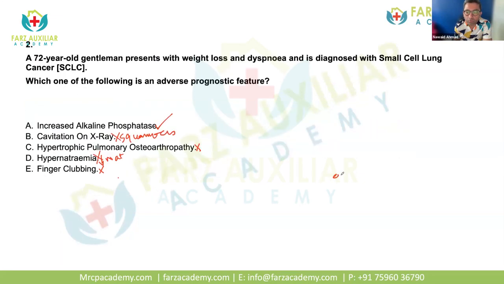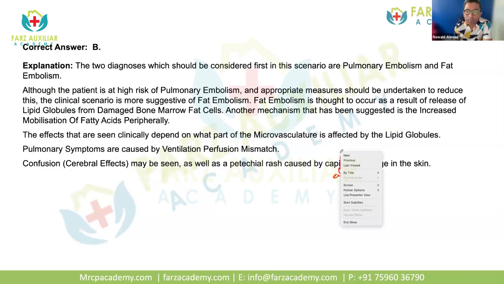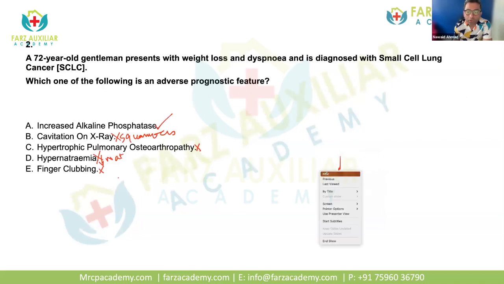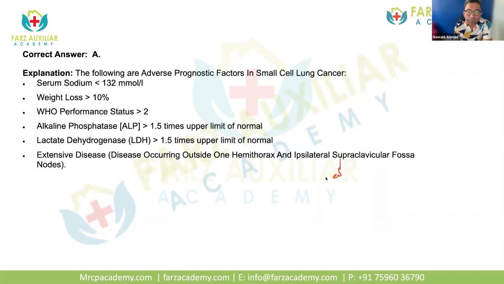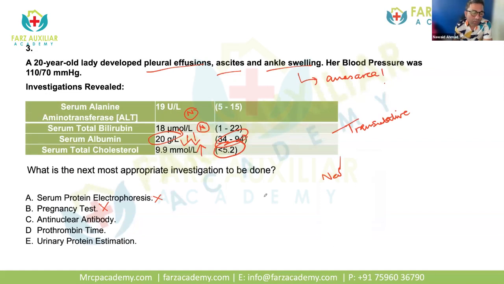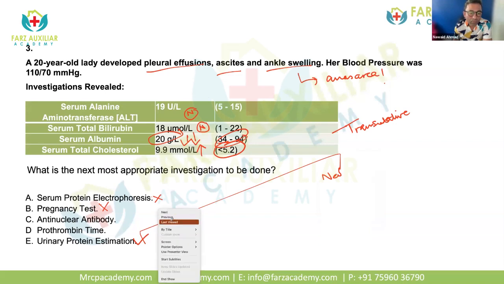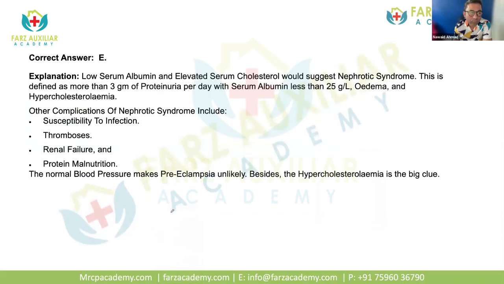From what is presented here, quite obviously, most of you are already thinking about nephrotic syndrome. So the correct answer should really be the urine protein estimation. This is a case of nephrotic syndrome with high cholesterol and low serum albumin.